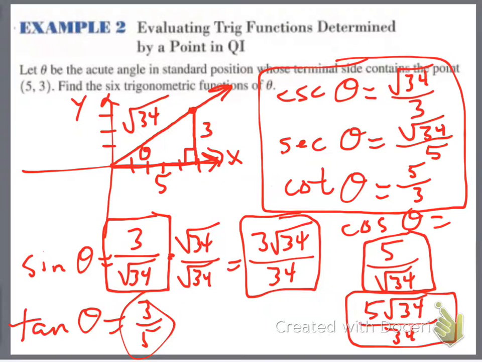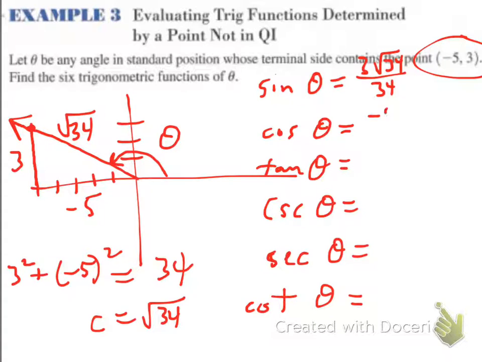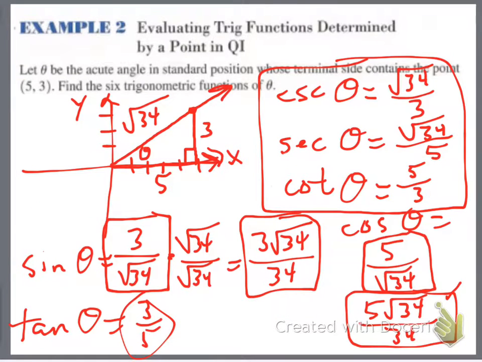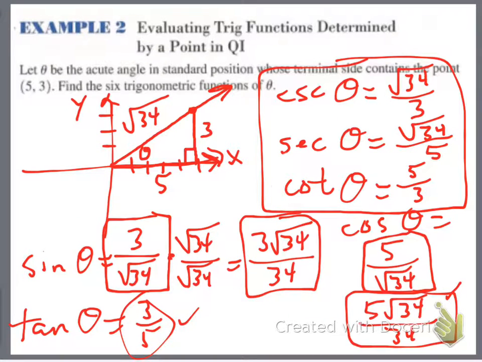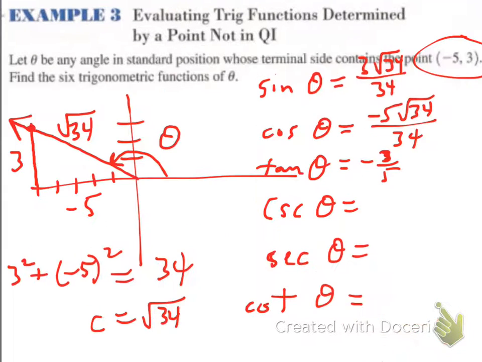Okay. The cosine was 5 radical 34 over 34. Now the only difference is it's negative 5 radical 34 over 34, because the 5's negative now. Tangent was 3/5. Now it's negative 3/5, because again, the 5's negative. Cosecant, still positive. Positive radical 34 over 3.